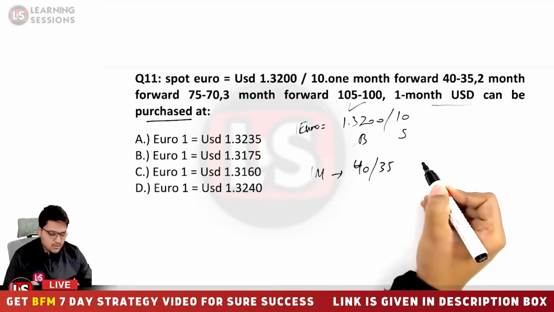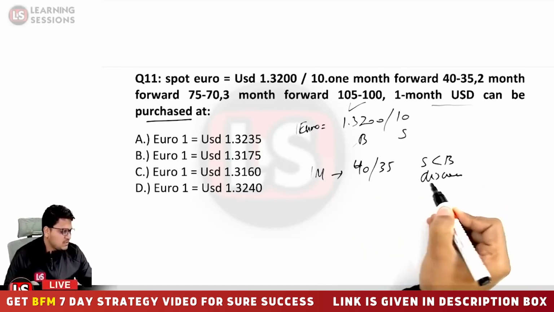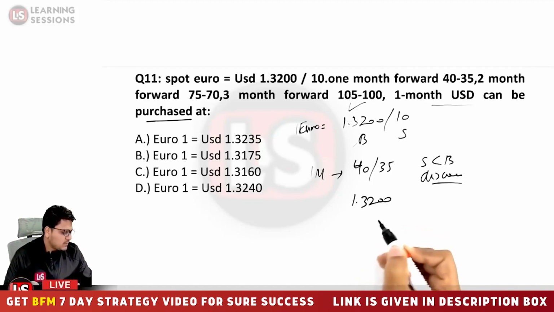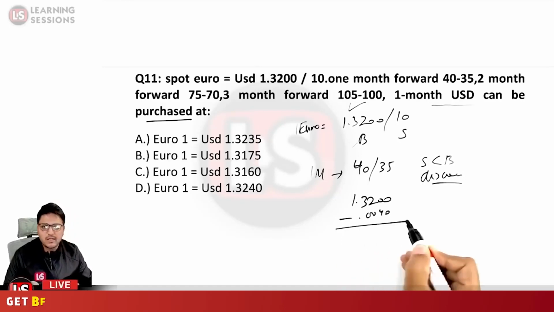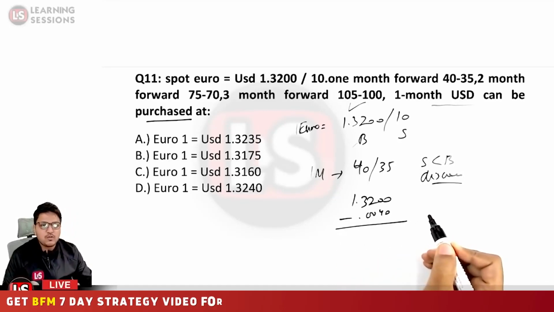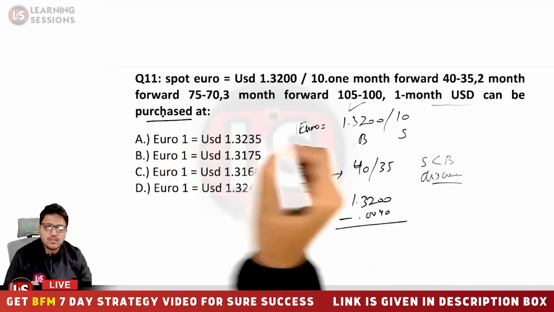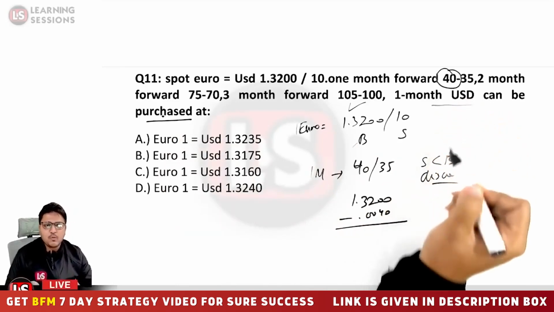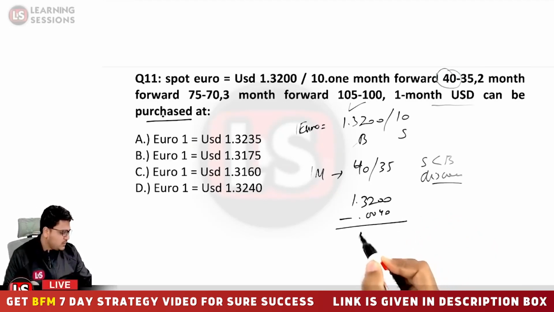Now the currency is available at what? Selling points are lesser than the buying points, so the currency is available at a discount. So it is 1.3200, and we subtract the forward points, 0.0040. You just need to take care of that particular point only, because we have to consider the buying rate, the purchase rate. These are the forward points related to the buying rate that we need to subtract. So which one would be the right answer? It is 1.3160.